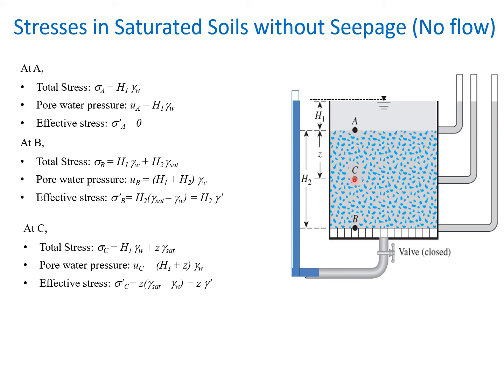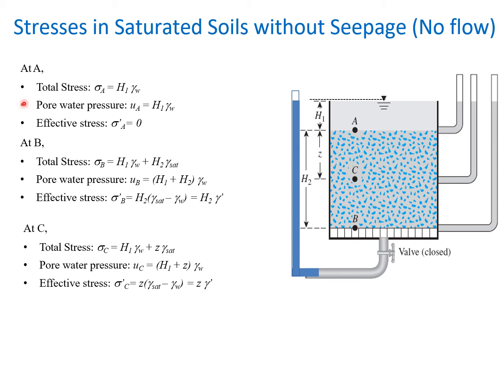You can see that this point C is located at a depth of Z from A. H1 is the depth of the water present above point A, and you can see the total thickness of the soil, that is capital H2 over here. You can see that we have the same levels in the piezometric tubes. The reason is that there is no flow, there is no seepage at all. So at A, the total stress is gamma W into H1, obviously.